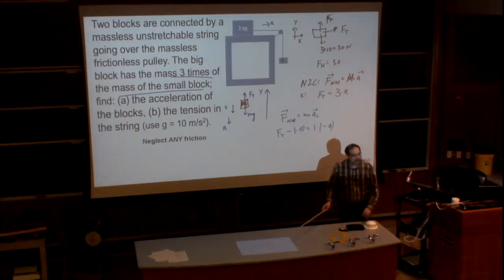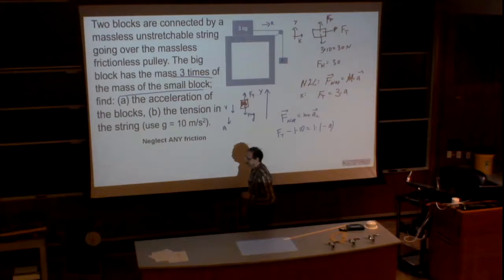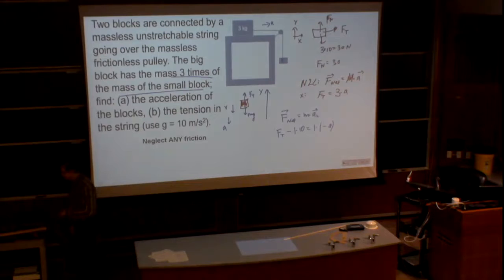What about acceleration? Technically, it's different because it points differently, but what about the magnitude of the acceleration? Same. Why? There is a reason for that. Very important reason, because it's a string, not a spring. What is the difference between a string and a spring? What can we do to a spring? Stretch it. Spring might change its length.